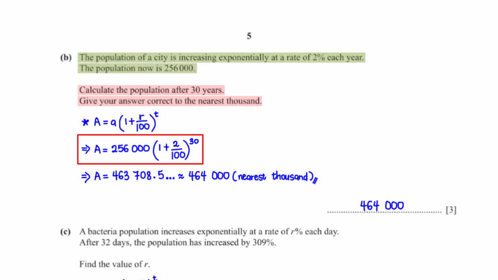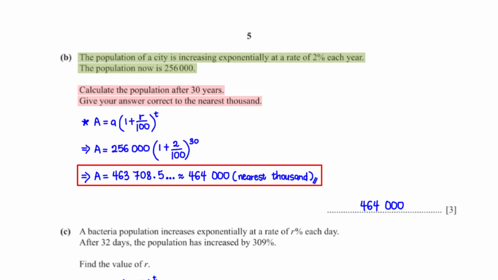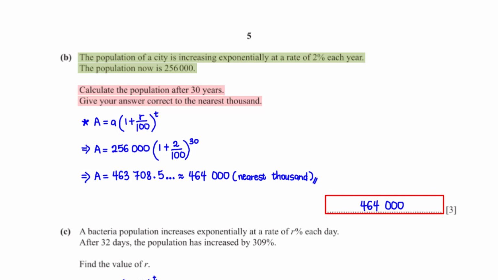When we type this into the calculator, this is what we get. The number in the thousands position is 3. The number after 3, which is 7, is greater than 5, so we add 1 to 3, giving us 4. And all the numbers after 3 become 0, so we have 464,000 rounded to the nearest thousand.